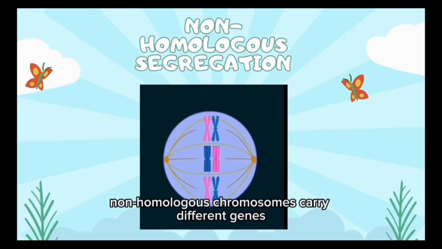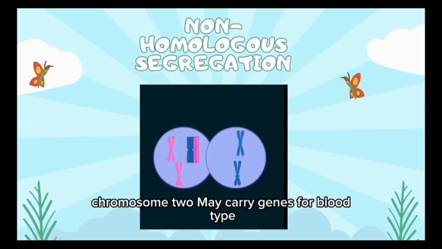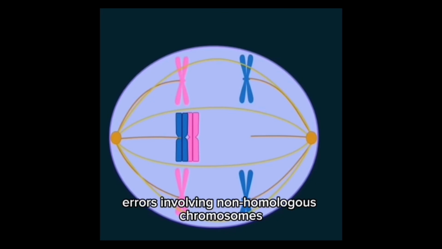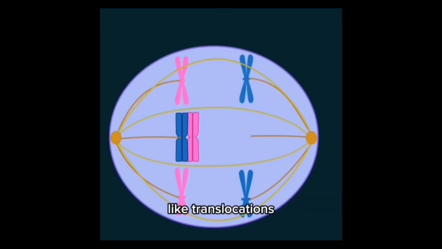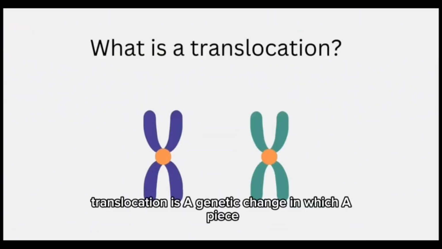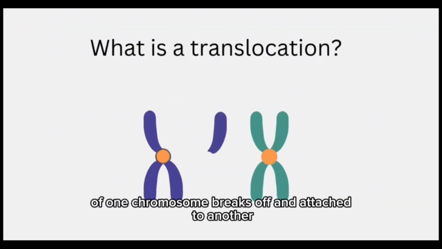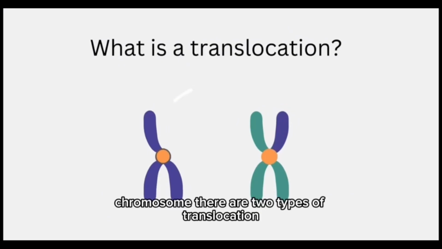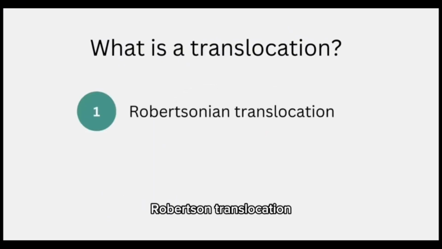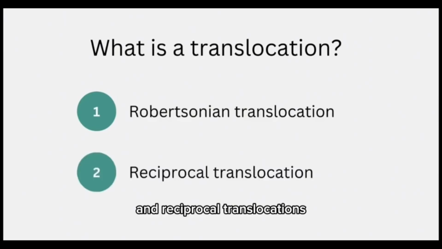Non-homologous chromosomes carry different genes. For example, chromosome 2 may carry genes for blood type, while chromosome 7 may carry genes for cystic fibrosis. Errors involving non-homologous chromosomes like translocations can cause genetic diseases or cancer. A chromosomal translocation is a genetic change in which a piece of one chromosome breaks off and attaches to another chromosome. There are 2 types of translocation: Robertsonian translocation and reciprocal translocation.